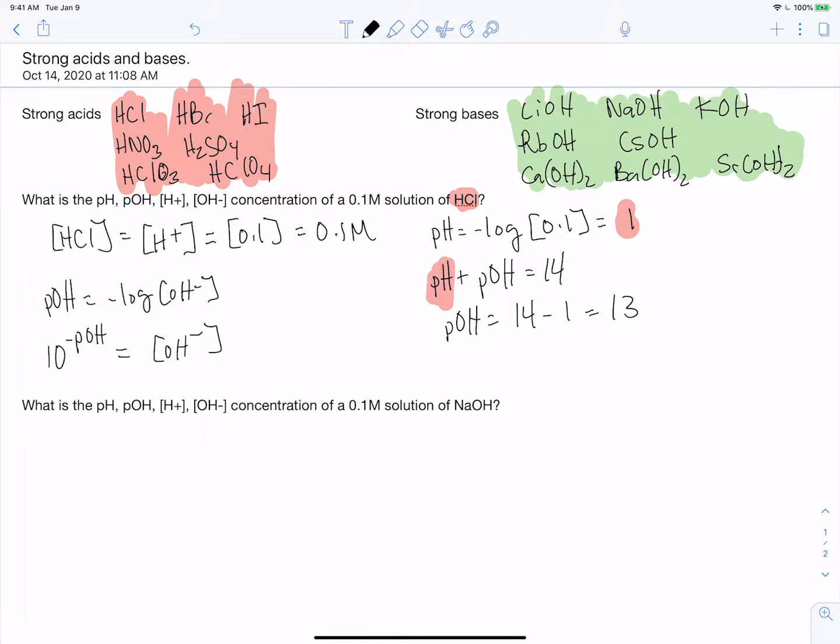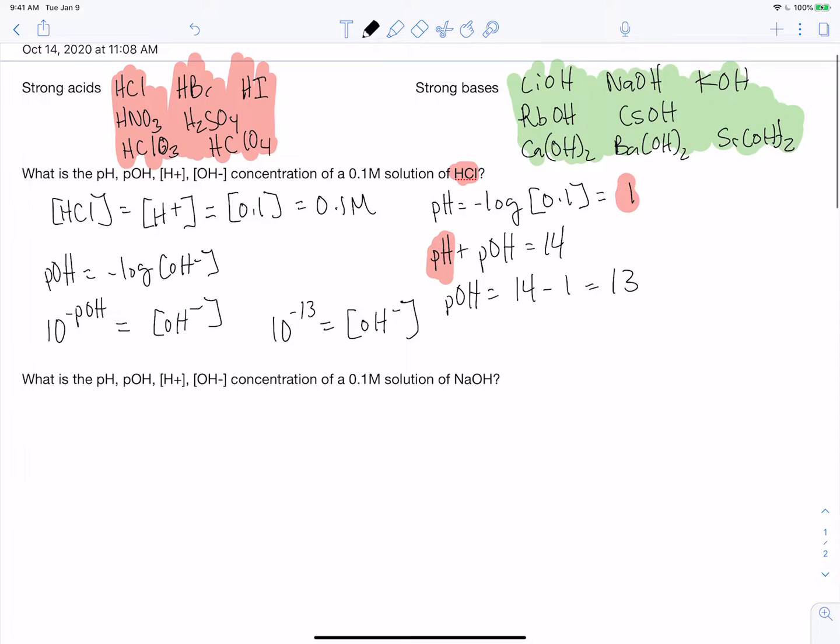And so we can do that here. We can just say 10 to the negative 13th is equal to our hydroxide concentration. And then we're done with this problem, right? So we figured out hydroxide, pOH, pH, and the hydronium concentration, and we can do that reasonably fast using these equations.